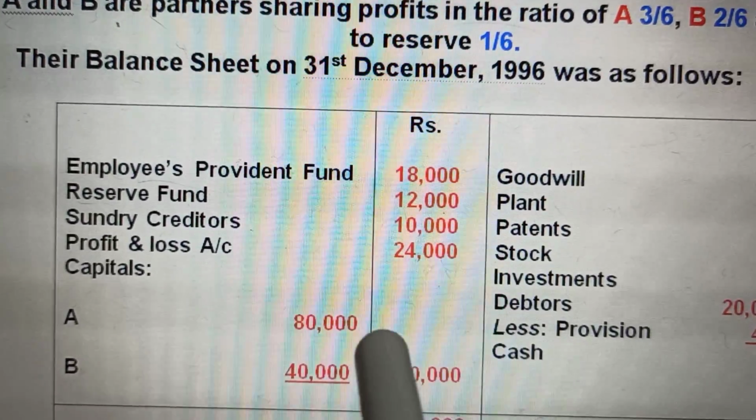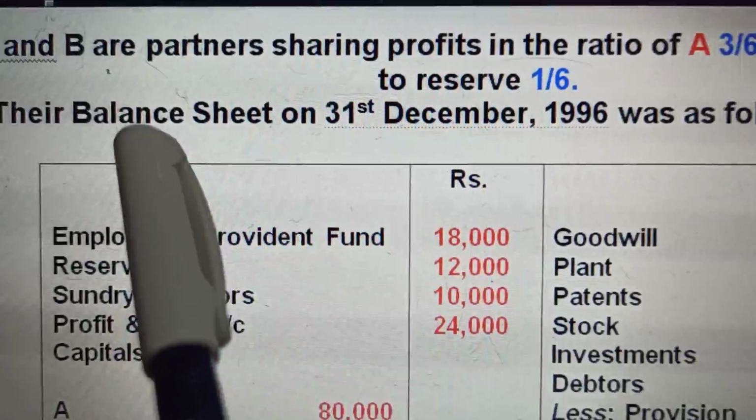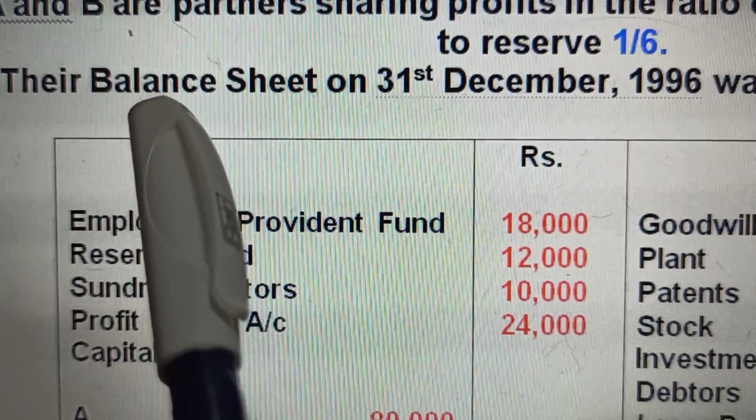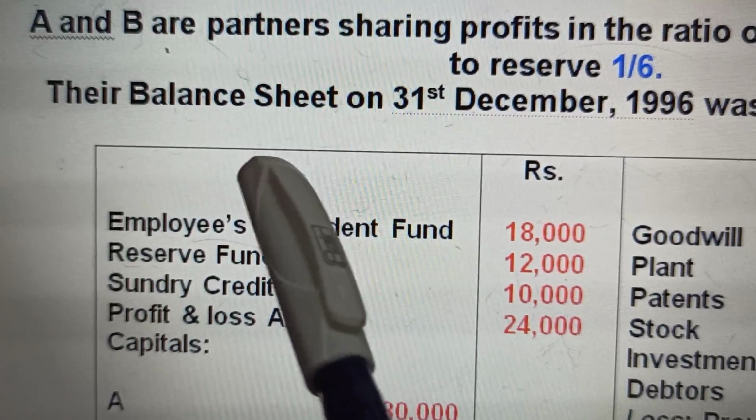Coming to one more question for accounting treatment at the time of retirement of a partner. This is also from a textbook. This is illustration 33 in mine. You may check in yours.